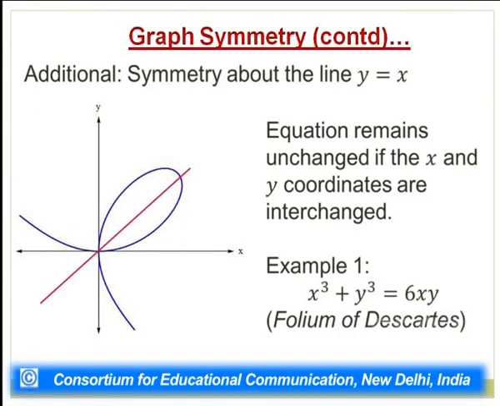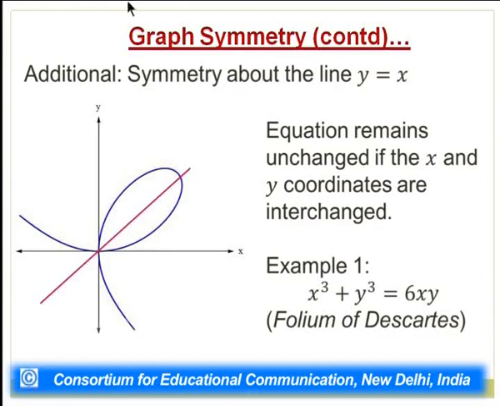Right. As an additional bonus discussion, let us talk about symmetry about the line y equal to x. This is a line which is passing through the origin and making an angle of 45 degrees with the x-axis. So here you can see visually that this is going to be an equation which will remain unchanged if both the x and y coordinates are interchanged.